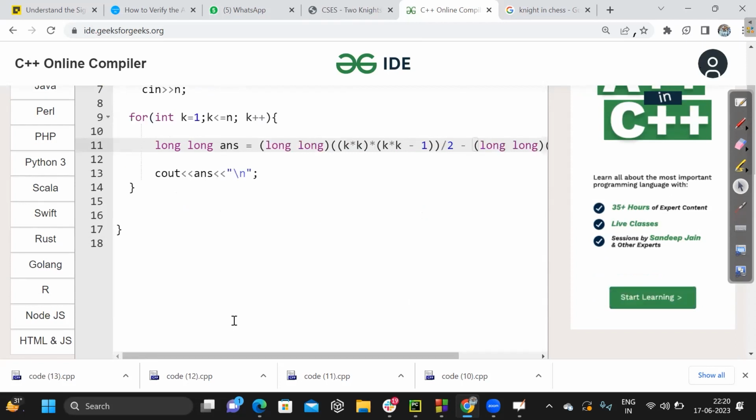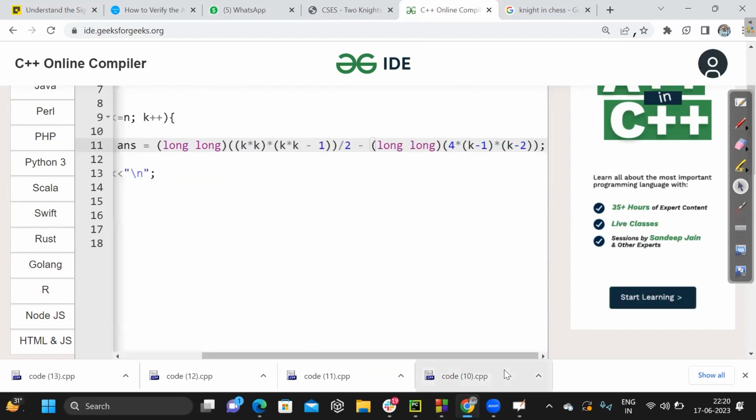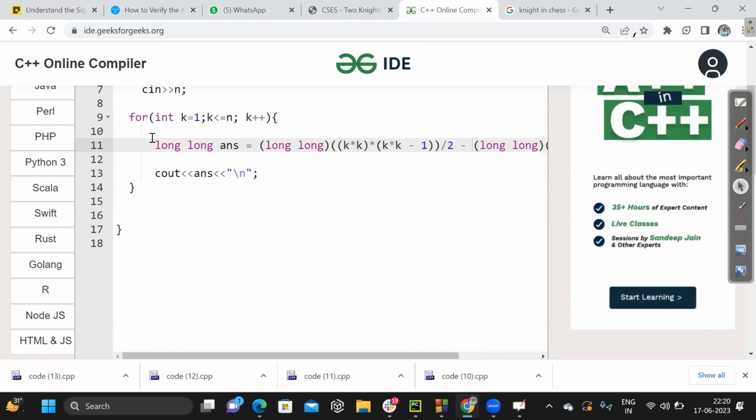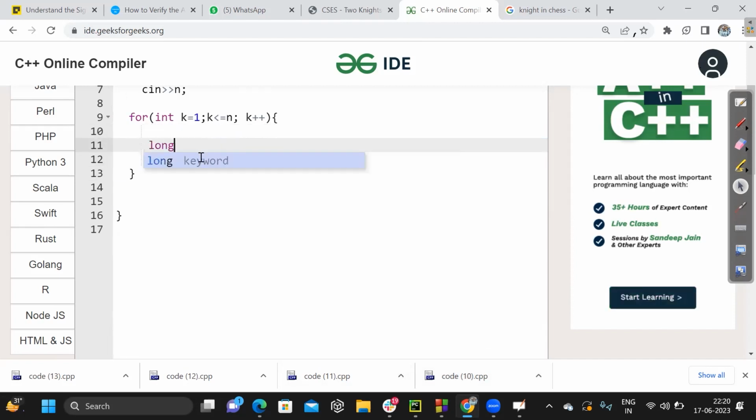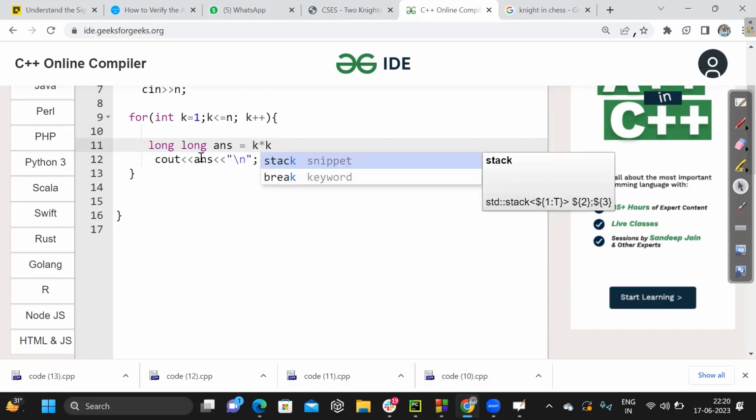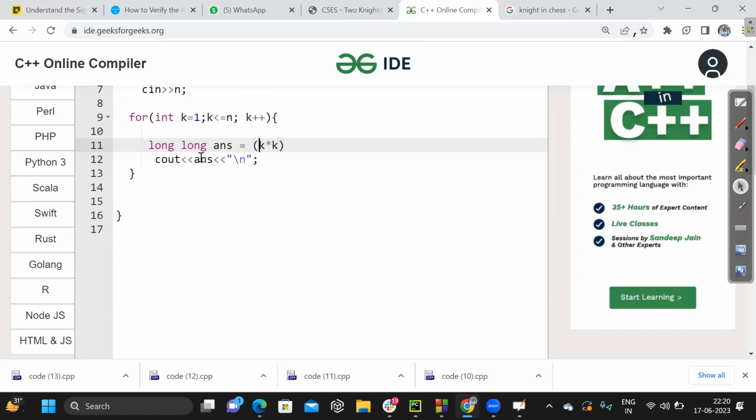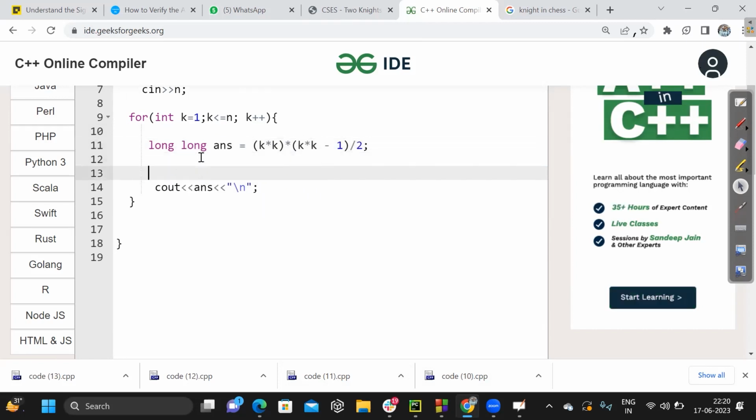Long answer. Okay, fine. Let me try one thing. Let's not typecast, but let's do one thing. Long answer is equal to, let's go step by step, K square divided by 2. It is the first thing that we can do, fine.